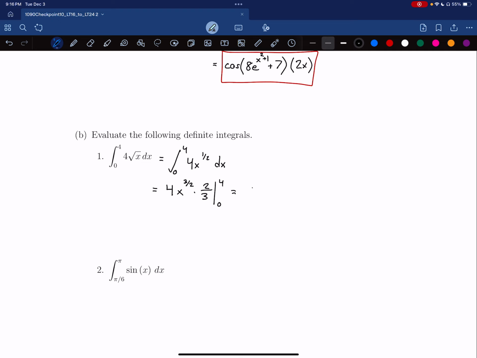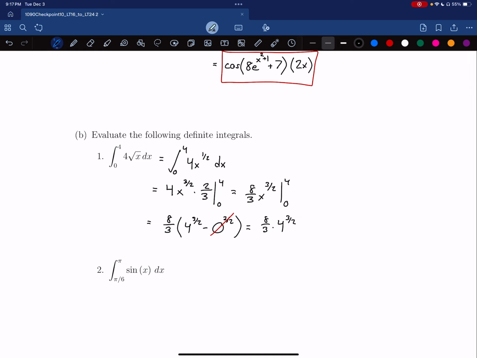Simplifying that a little bit more, we'll have 8/3 x to the 3/2 power, bounds from 0 to 4. So I'm just going to take that 8/3 out in front. It's a constant coefficient. We'll have 4 to the 3/2 minus 0 to the 3/2. Those are our bounds. 0 to 3/2 is just 0. So I will just have 8/3 times that 4 to the 3/2 power.